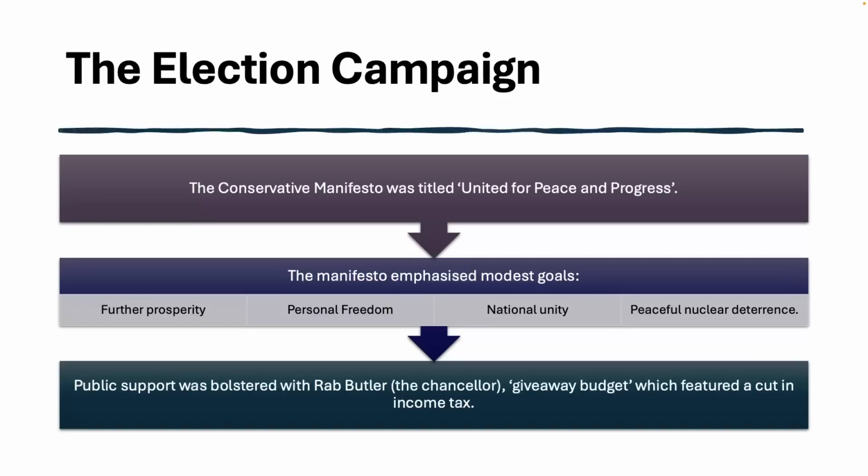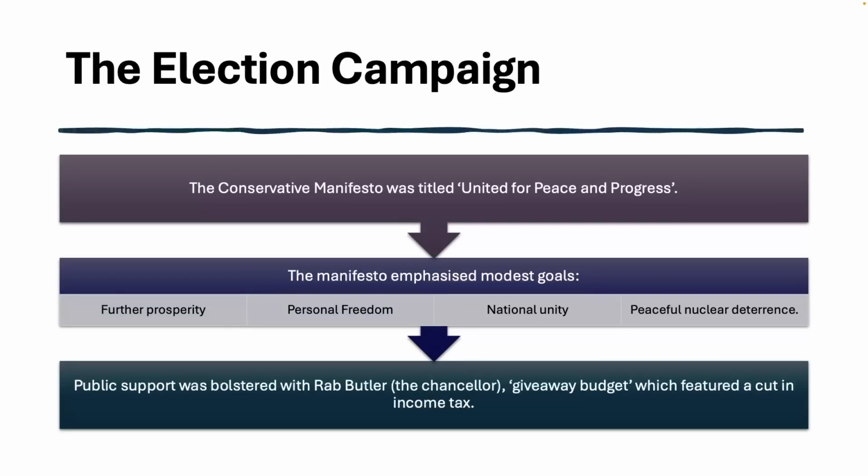Chancellor Rab Butler's pre-election giveaway budget, which essentially featured a number of income tax cuts, would also help to bolster public support ahead of polling day. You can see that fundamentally there is a lot of positivity going into this election. In addition to this, Labour's manifesto wasn't very good. It lacked clarity, fundamentally. There was internal dissent, there was a diluted message.